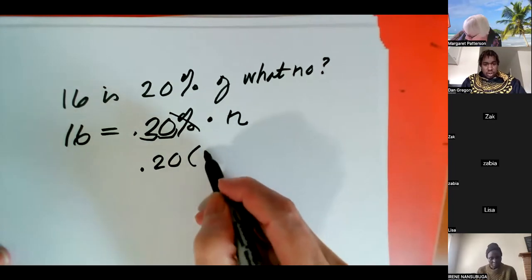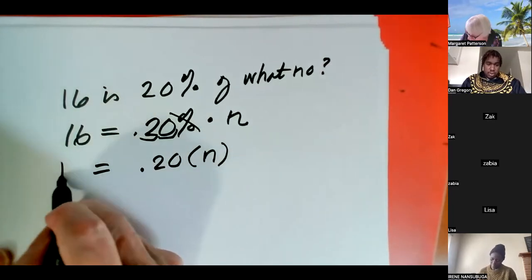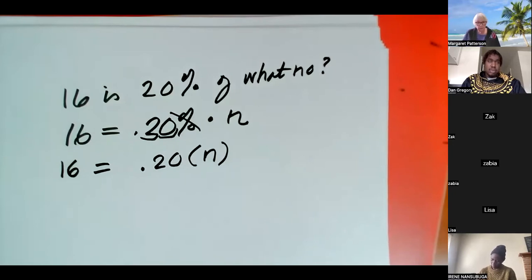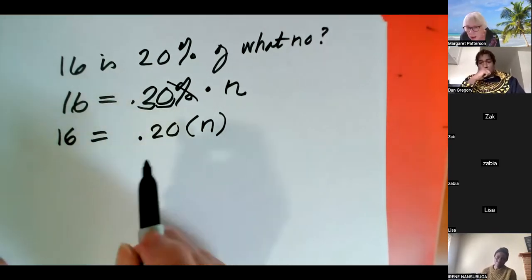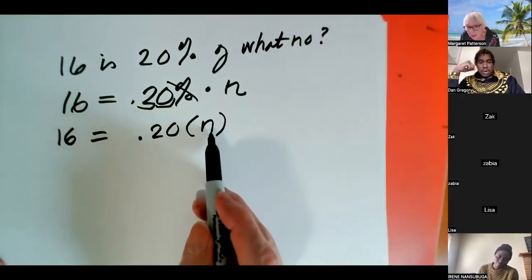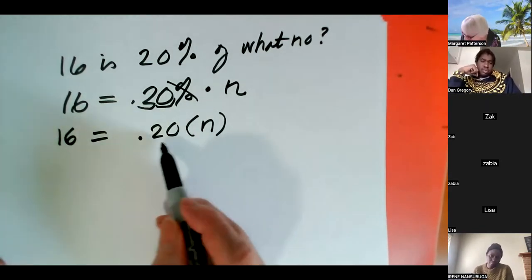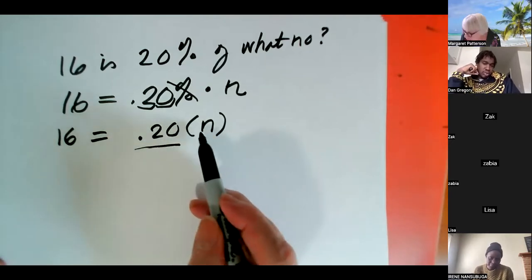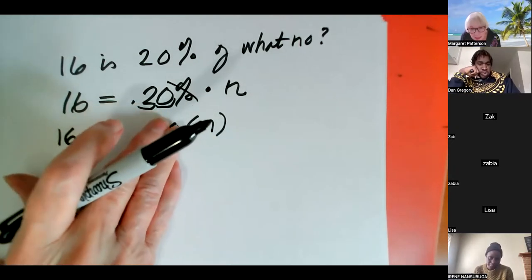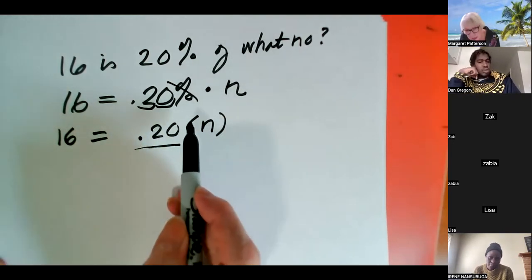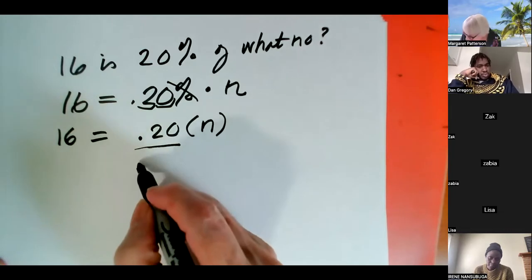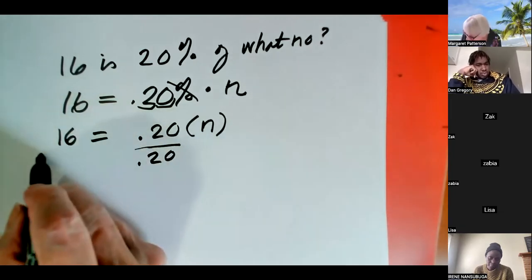0.20. What do I need to do? Gonna multiply the 16 times 0.2, right? Well, I mean, divide. You're right, it is divide: divided by 0.2. The whole idea is to get N alone. And the connection is multiplication, so the opposite is division.